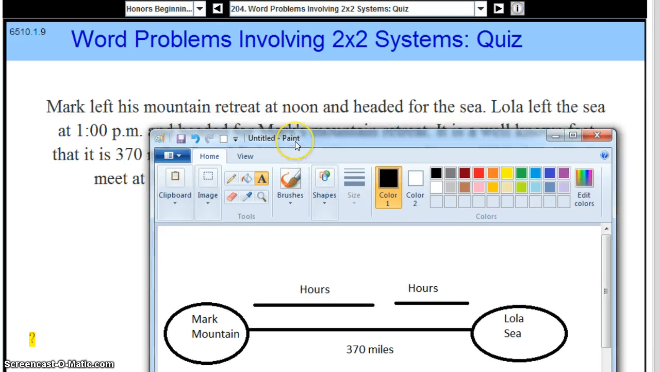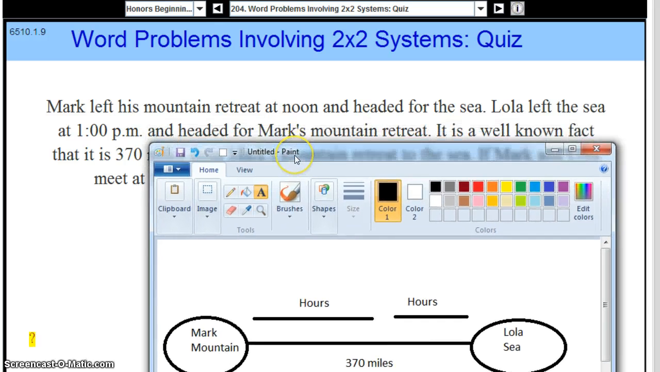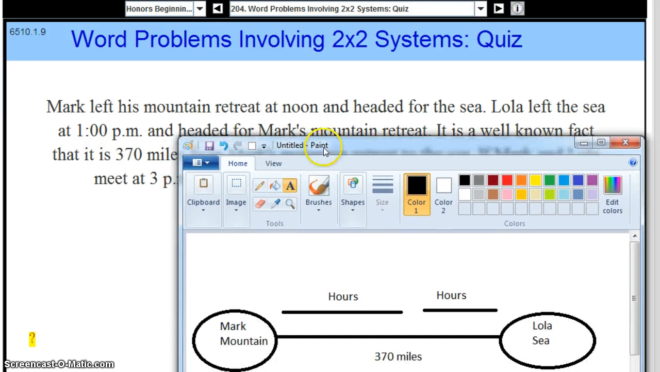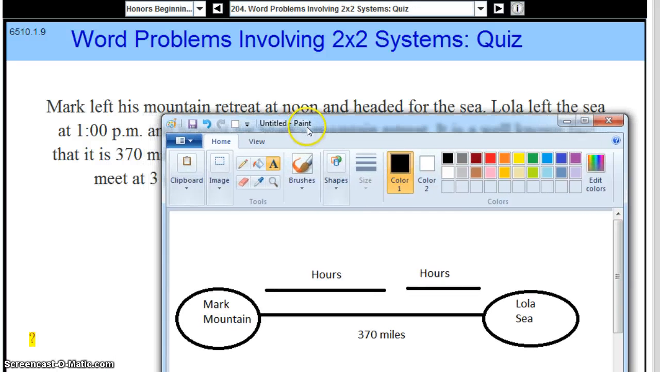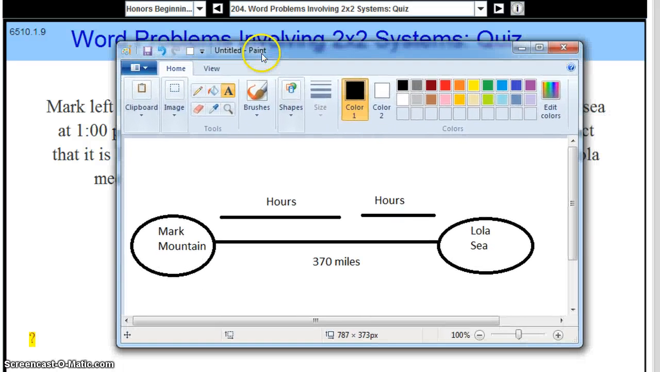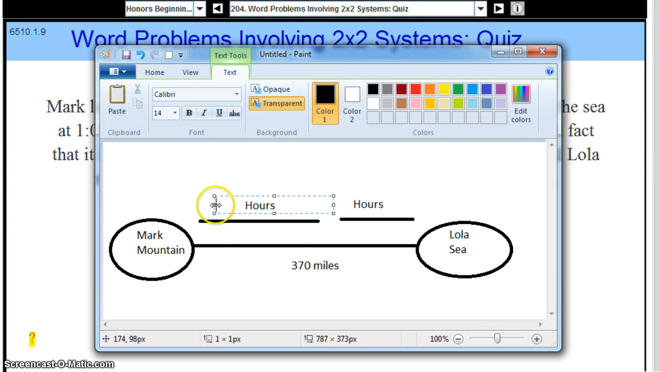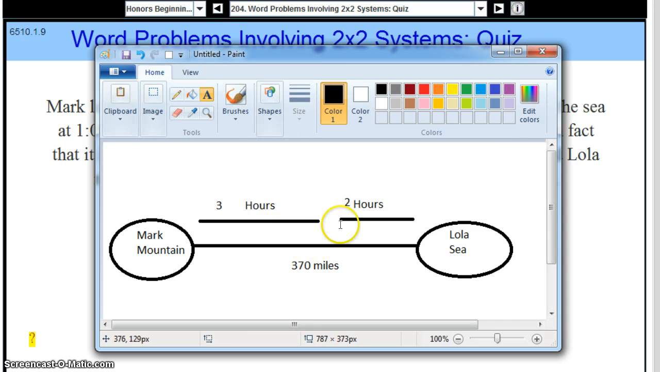So, okay, let's keep trying this. What else do we know? Lola left the sea at 1 p.m. and headed for Mark's mountain retreat. Mark left his mountain retreat at noon and headed for the sea. So if Lola left the sea at 1 and they meet at 3, that's 2 hours. And Mark left at noon and meets at 3, that's 3 hours. So Mark's going for 3 hours. I'm going to write that here. 3 hours. And Lola's going for 2 hours, right? She left at 1, he left at noon. So when they meet, Mark will have been traveling for 3 hours, Lola for 2.